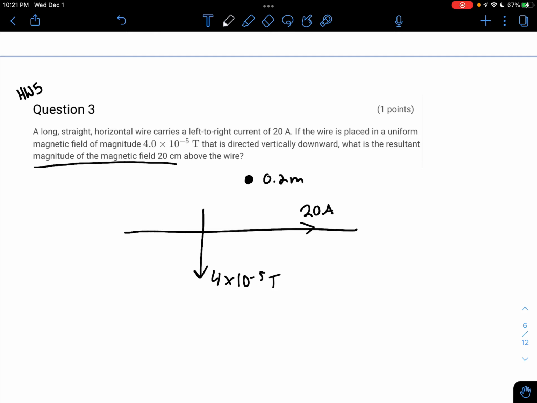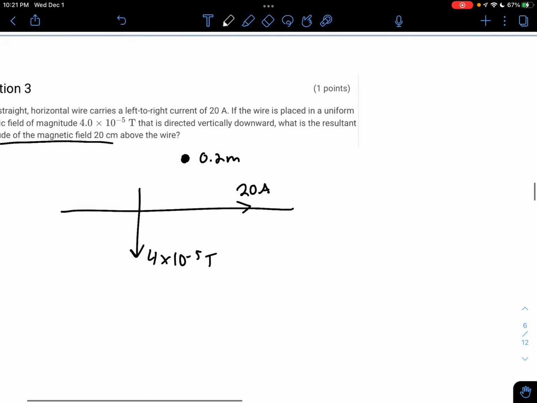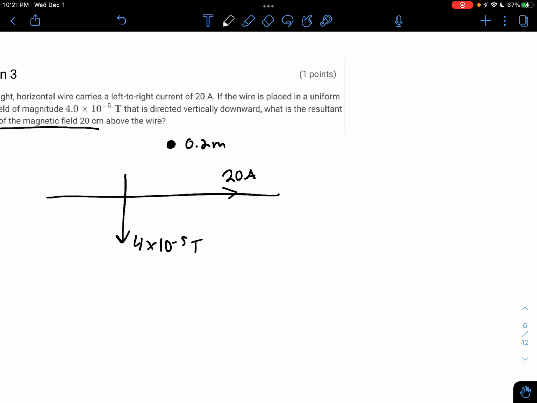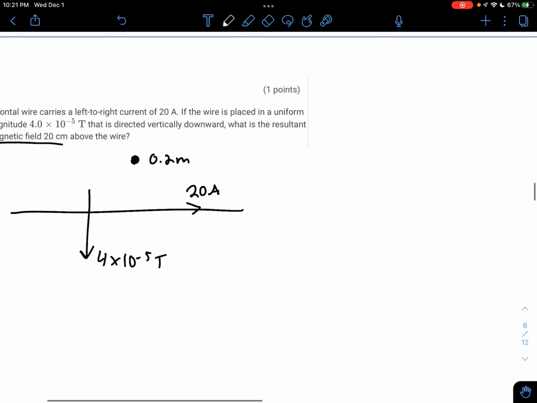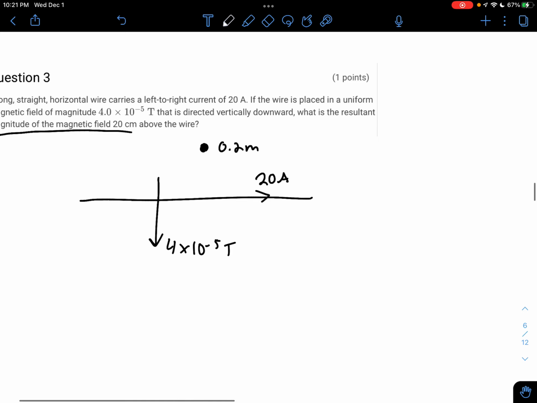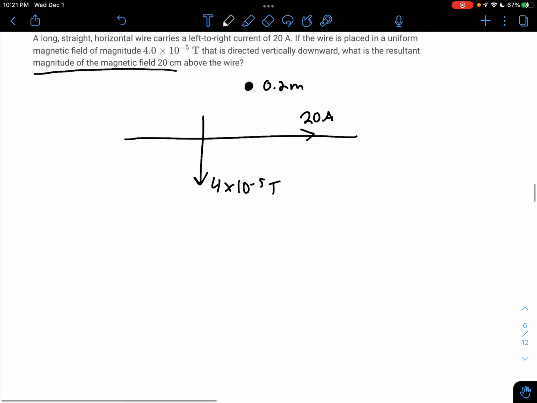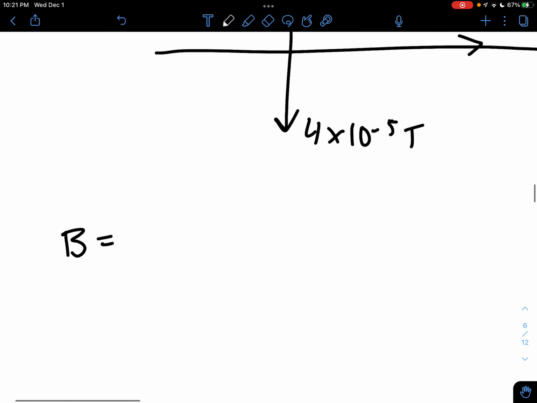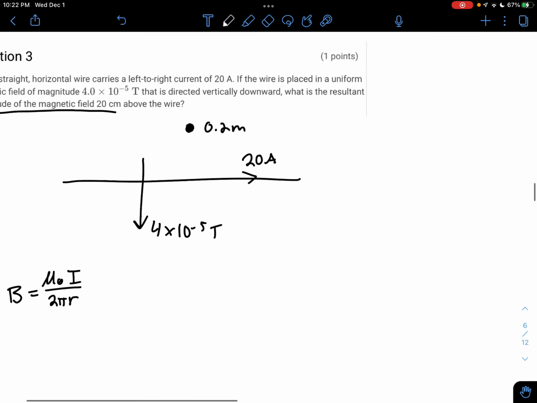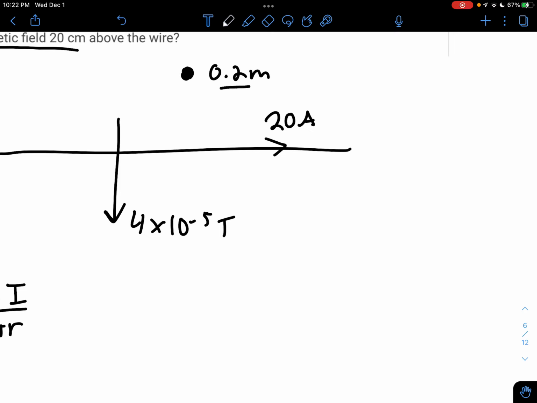So all we have to do for this one is, the magnetic field at that point is going to be whatever this magnetic field is going straight down, added with the magnetic field caused by the wire. So let's just find the magnetic field caused by the wire, which is the equation that we're very familiar with. Our magnetic field is our mu naught times our current over 2 pi r, r just being our distance between them, given with our 0.2 meters.